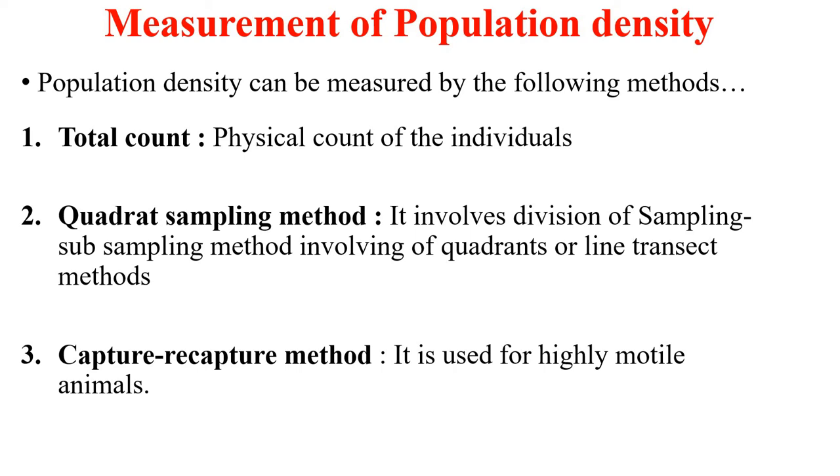One, that is total count method, where physical count of individuals is carried out. Then second one, quadrat sampling method. It involves division of sampling or subsampling method involving quadrats or line transect methods, and the number of individuals are then counted. Then third one, capture and recapture method. This method is widely used for highly motile animals. Particular animals are captured, then they are marked and released into the environment and again recaptured.